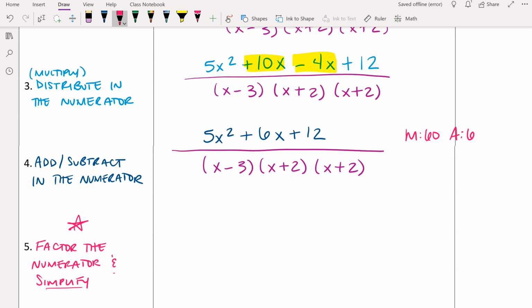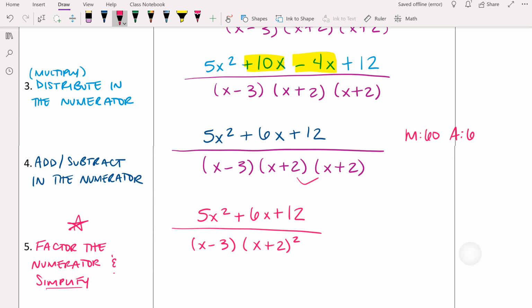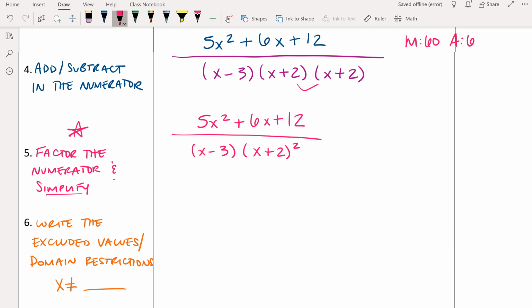Okay, so our final answer is going to be the unfactored form on the top, because we can't factor it. So we get 5x squared plus 6x plus 12 over, and then I'm going to simplify by combining these two. So we're going to have x minus 3 and then x plus 2 squared. Sweet. And now for our last step, we need to write the excluded values, or the domain restrictions. What is x not allowed to equal? Remember, you do this from the unsimplified form. So look back at the unsimplified form.